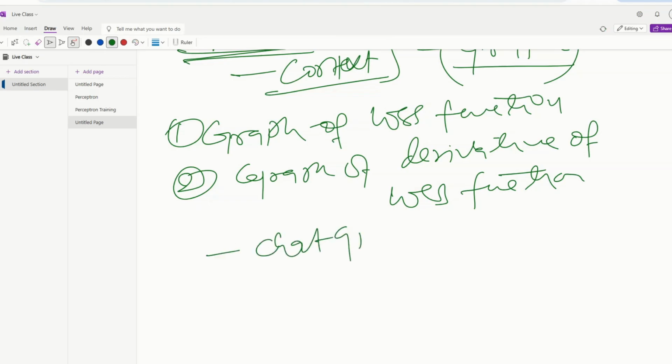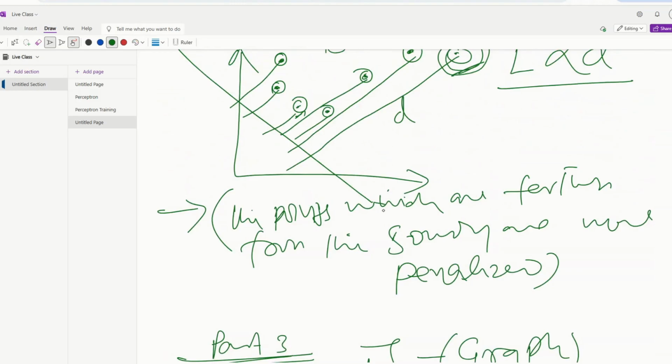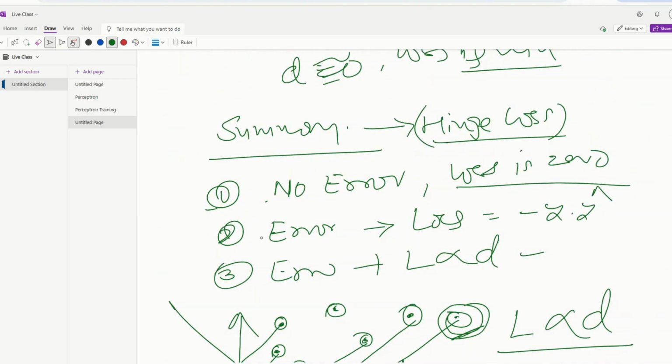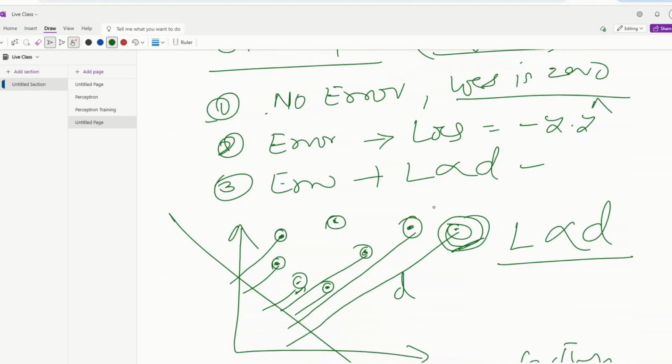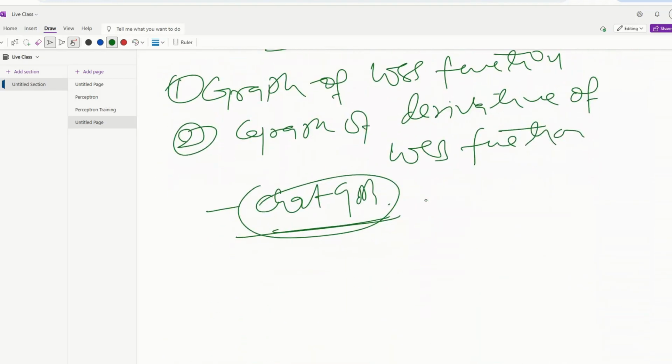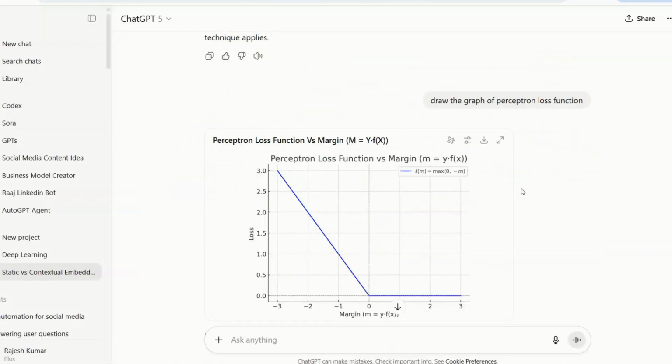I'm using ChatGPT just to show you the graph. Whatever concept we have built so far, these 3 points, I will show you from the graph as well. So for that, I'm using ChatGPT. Here in ChatGPT, I have given a simple prompt: draw the graph of perceptron loss function.